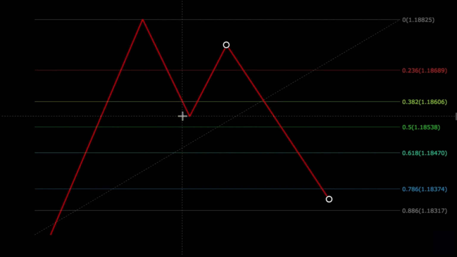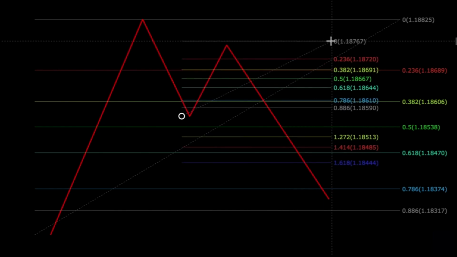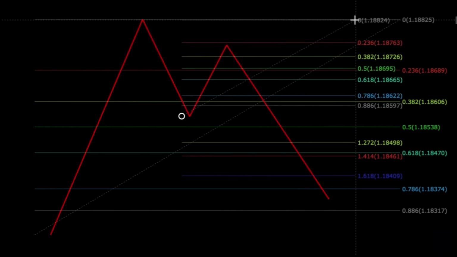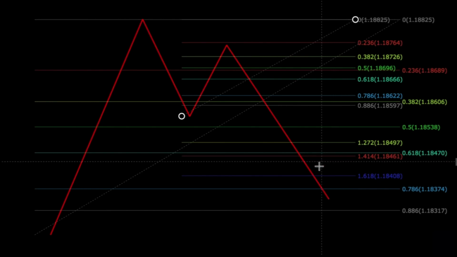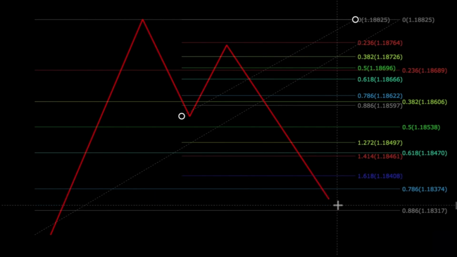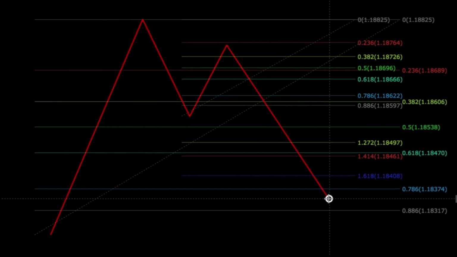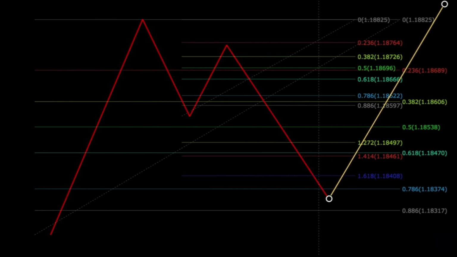If you want to confirm that move, you do an extension, and there you go. It's gone past the 1618 and it's gone past the 786. Okay, so we are in the zone. It's quite a large zone because it may just breach the 618 extension, and obviously then we trade in that direction.